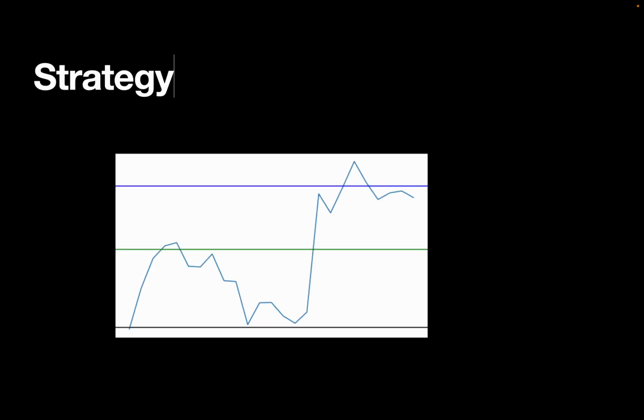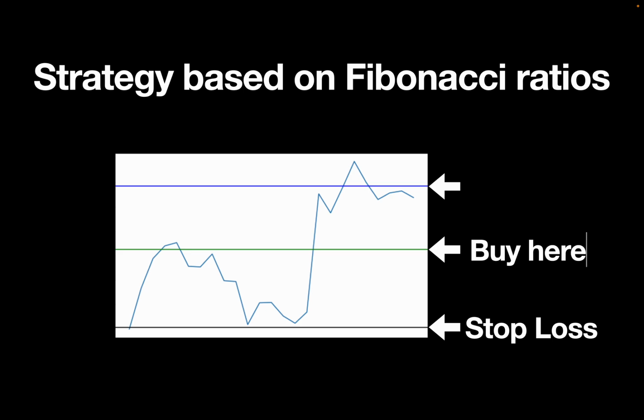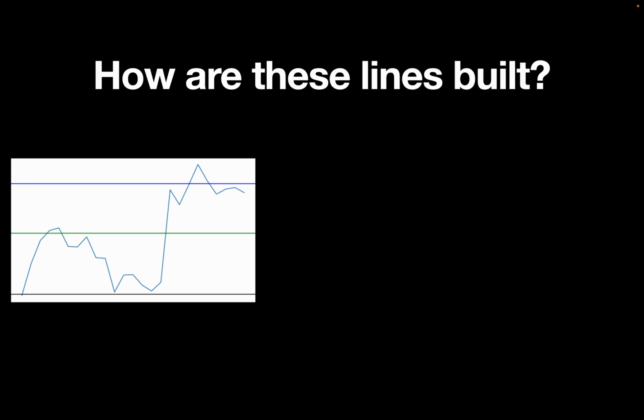So to give you a visual idea, you're getting certain levels and the levels indicate signals. So the lowest line is the stop loss, the midline is the entry, and the top line is the exit or target profit.